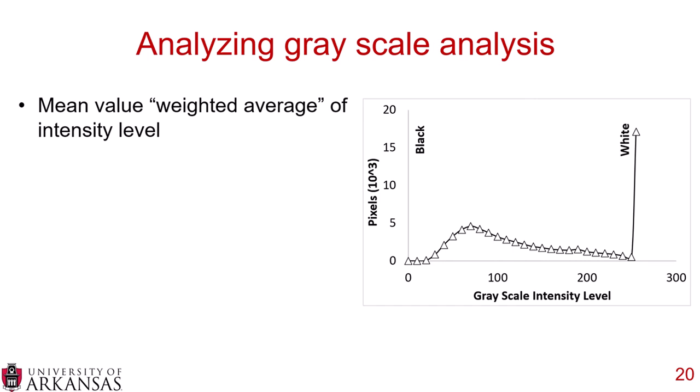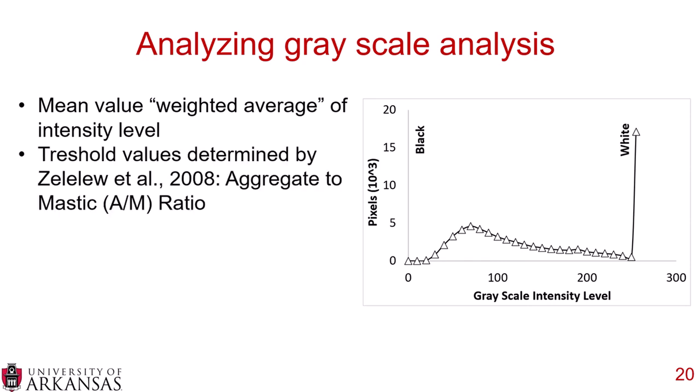Taking just one of those curves and breaking down the process we went through to analyze the grayscale, one of the main takeaways was called the mean value weighted average of the intensity level. This is basically saying what the average grayscale intensity level is based on this distribution that you see. It's kind of like a particle size distribution.